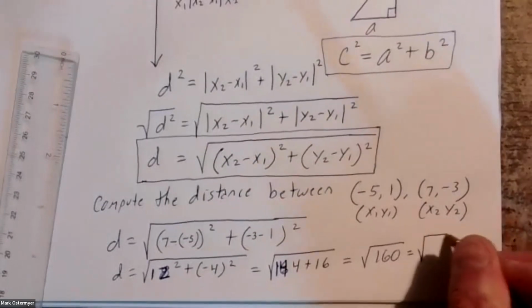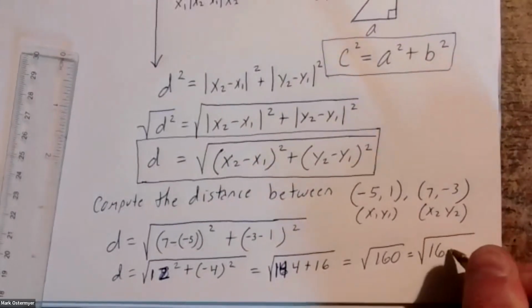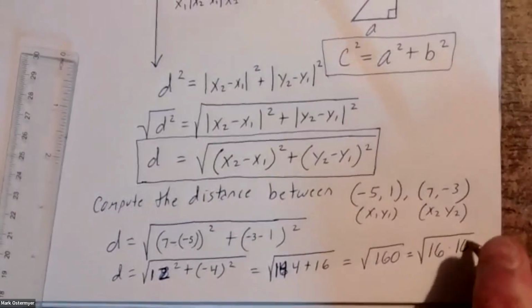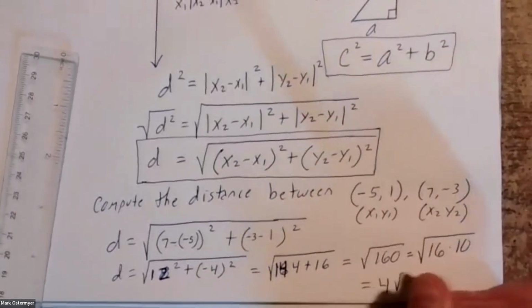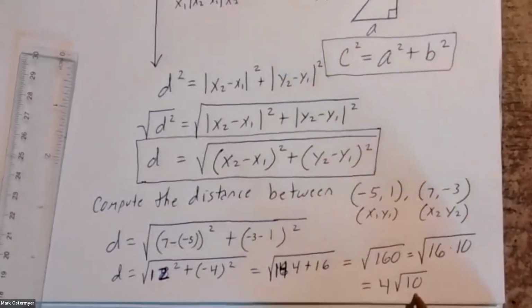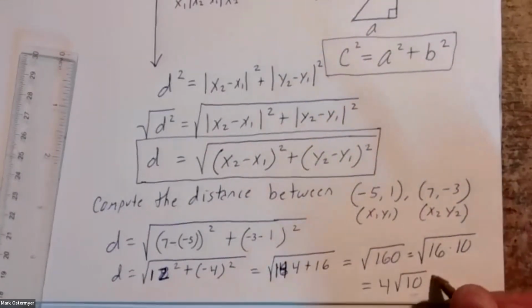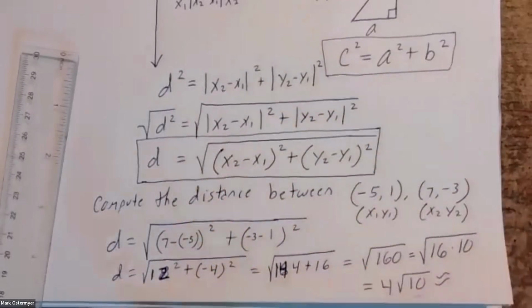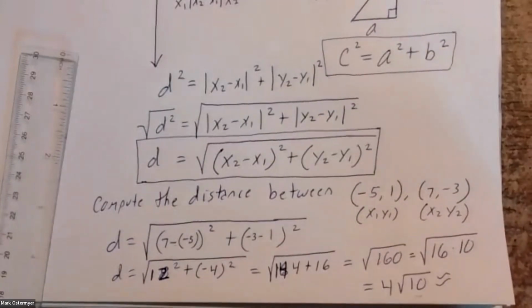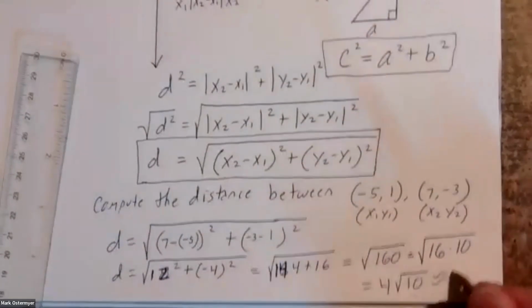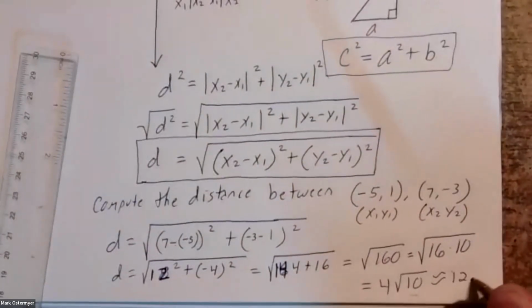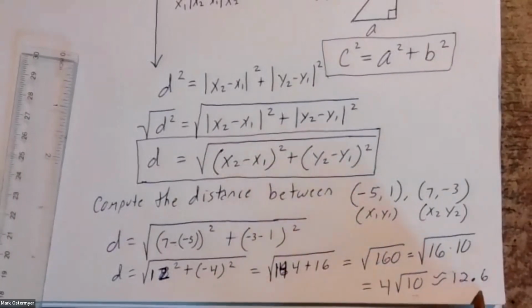And you could simplify this square root because in 160, there's a perfect square of 16, which when you take the square root, it comes out as a 4. And this would be the exact distance between those points. 4 times the square root of 10. If you want an approximation for the distance, you would get on your calculator, take the square root of 10, and multiply that by 4, and that gives you about 12.6 roughly. Normally, we'd probably leave the distance in exact form, but there's times when we do go to decimal form.